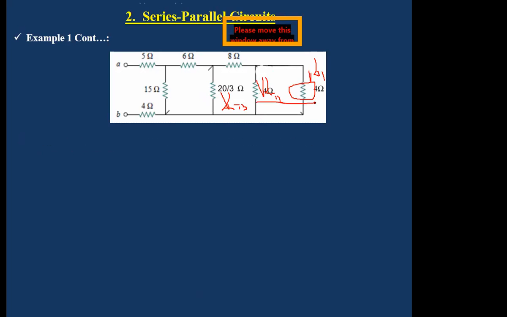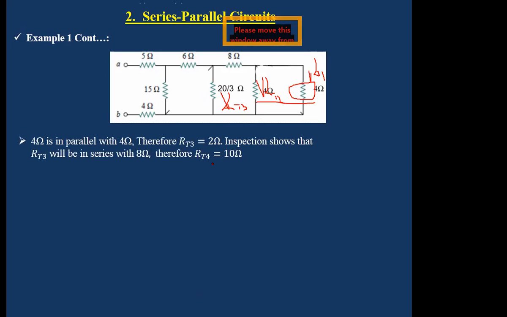The 4 ohm and the 4 ohm are in parallel. Remember, I said if two resistors of equal value are in parallel, then their result is equal to the resistance of 1 divided by the number of resistors. In this case, it's 4, and the number of resistors is 2. So you have your RT3 is equal to 2 ohms, right? So you have your RT3 there. Then this now will be in series with the 8. So if you combine this into one resistor, to be in series with 8, then RT4 becomes equal to 10 ohms, right?